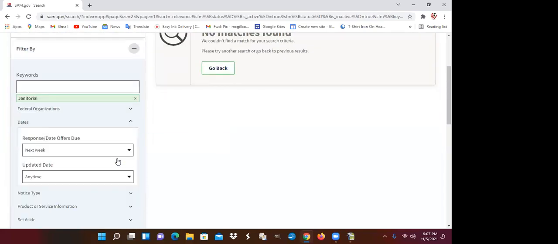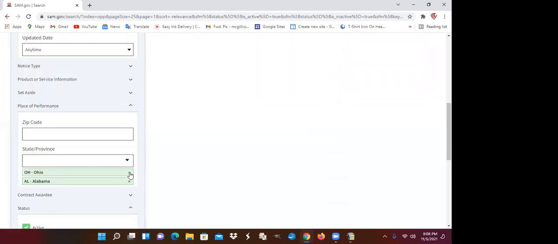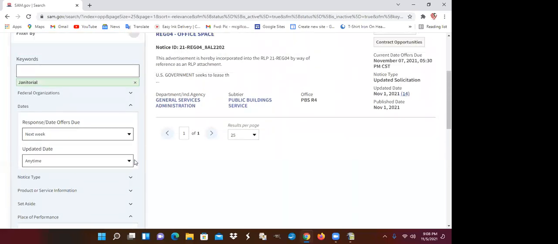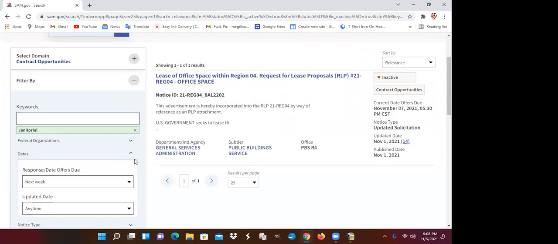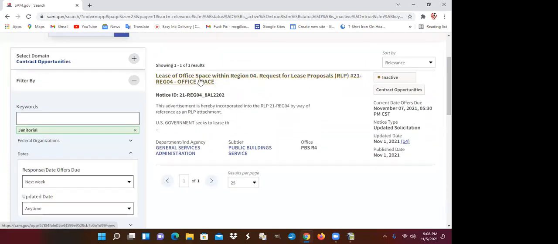Let me do another state. See about Alabama. I got one within the next week for Alabama. This is on leasing office space. Request for lease proposal. This is a good contract right here. GSA have their contract, and let's see when the due date is. It's due on the 7th.